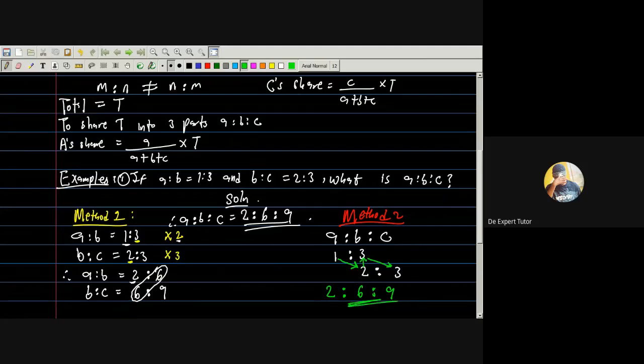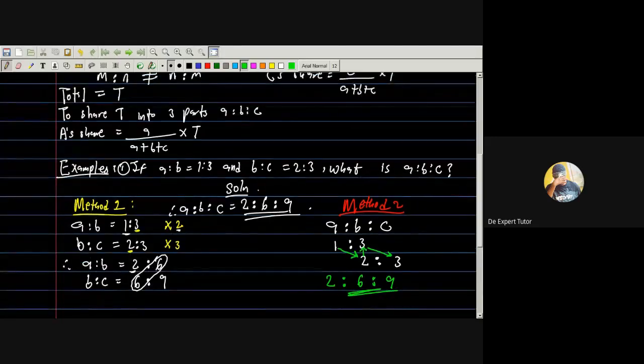So whichever way you want, you get the same answer. Use this to multiply this, this, and this. So that's the answer. Either of the two, use the one that you understand. So that's that for that.